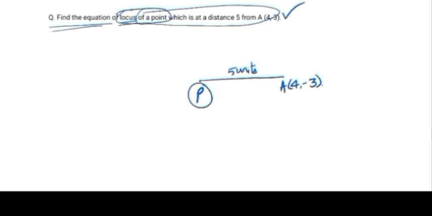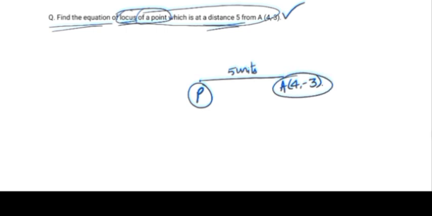It is written that a point is at a distance 5 from A(4, -3). What does this mean? This means that we have a point P, and this point is at a distance of 5 units from some point which is A(4, -3). They are asking us to find the equation of locus of a point. Locus of a point means that this particular point is following a fixed rule. And what is that fixed rule? The fixed rule is that it is maintaining a distance of 5 from this point.